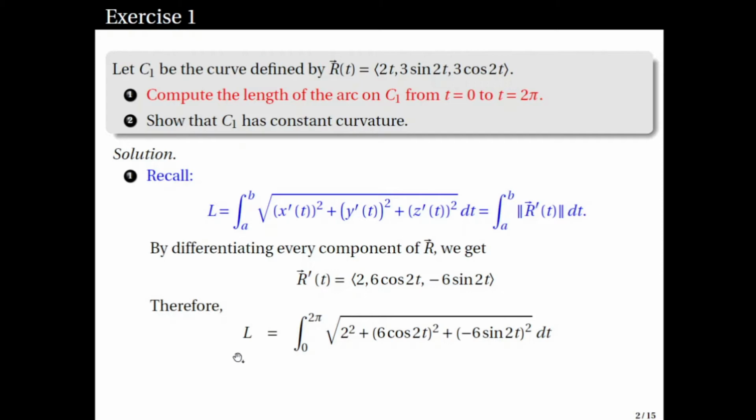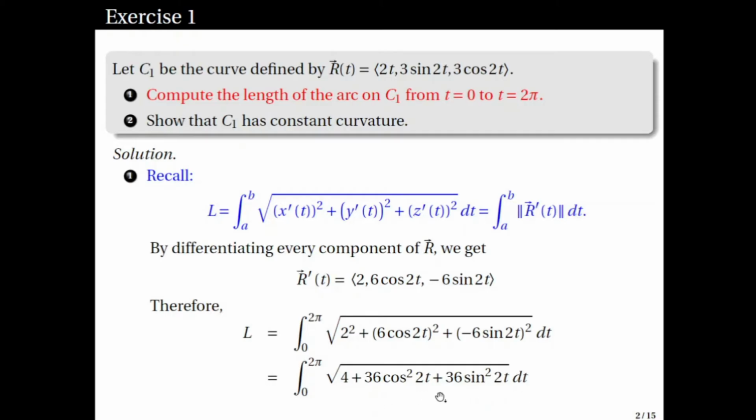Hence, L, using the formula, is equal to the integral from 0 to 2 pi. This is because we are getting the arc length from t equals 0 to t equals 2 pi of the square root of the sum of the squares of these three components. We have 2 squared plus the square of 6 cosine 2t plus the square of negative 6 sine 2t. And we evaluate all the squares. It should result to this one.